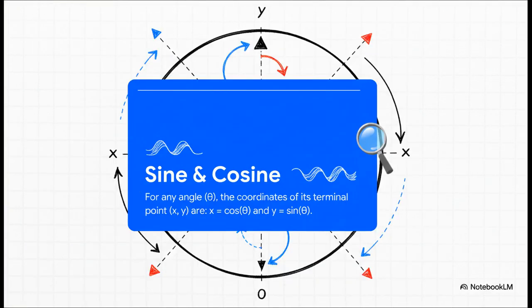And here it is. This is the absolute master key. For any angle you can think of on that circle, the x-coordinate of the point where it lands is the cosine, and the y-coordinate is the sine. Just burn this into your brain. Cosine is x, sine is y. This one idea changes everything. Trigonometry stops being about formulas and starts being about finding a point on a map.